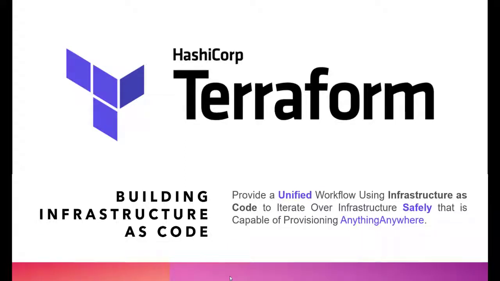Moving on to HashiCorp Terraform. Since we have understood a software requirement for creating an infrastructure which would be highly automated, we can understand that the infrastructure should be written as code to satisfy the purpose of high automation. So for that, HashiCorp Terraform is the best tool to create infrastructure as code. It provides a unified workflow using infrastructure as code to iterate over infrastructure safely, that is capable of provisioning anything anywhere.